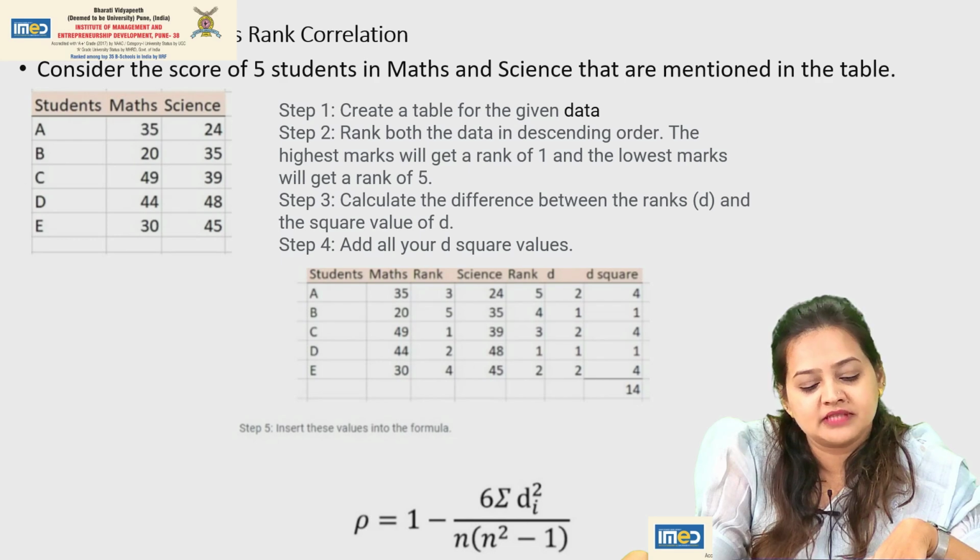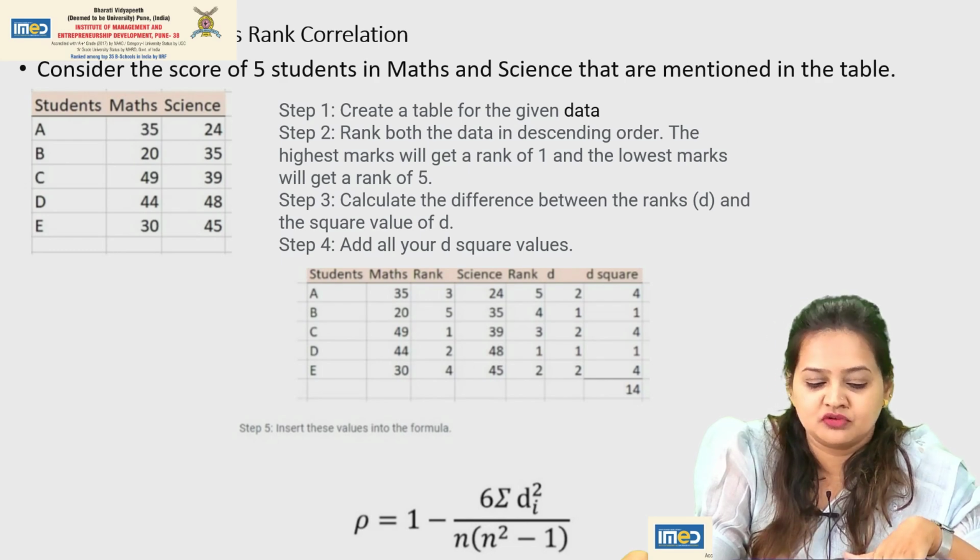The next column is science. Again over here you will see the highest value is 48, so the rank will be 1. The second highest value will be 45, rank 2. The third highest value is 39, which will be rank 3 and so on.